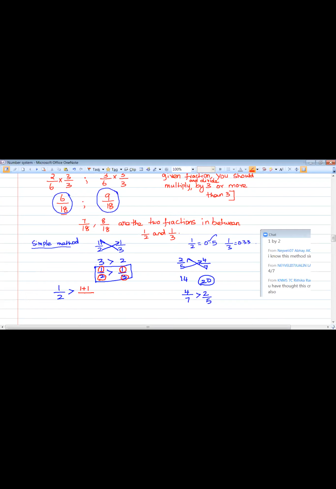So very simple. If two fractions are there, if you add up both numerators and add up both denominators, that value is in between both. Then 1 by 2 is greater than 2 by 5 is greater than 1 by 3. Okay, we found one number in between. We need one more number. Use the same method, greater than. Compare this.